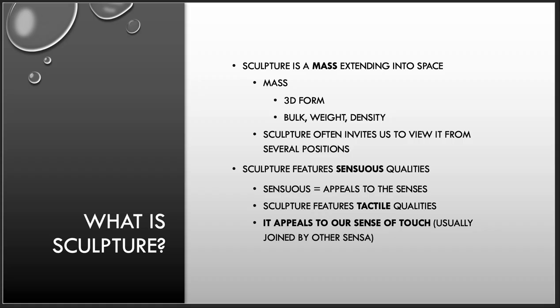A sculpture is a mass extending into space. Unlike what we've talked about so far, where we've looked at a couple of paintings and some photography, a sculpture is a mass. It has 3D form, which means it has bulk, it has weight, and it has what we would call density. Those are some terms that you'll see when we start to approach sculpture. Is it dense? How weighty does it seem? How 3D is it in form?